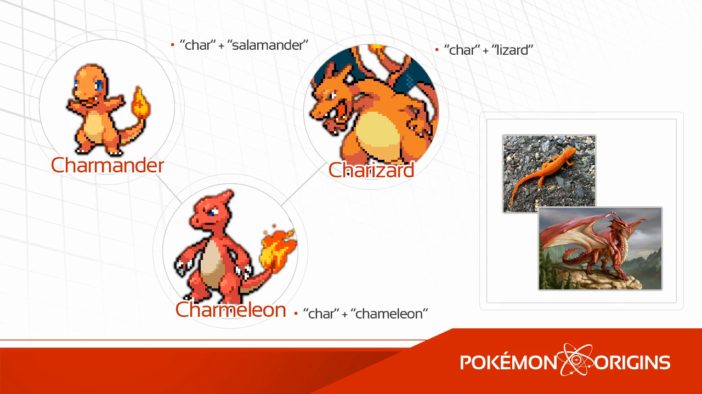In terms of the whole line, they're based on of course lizards, thanks to the naming there, as well as salamanders. And in terms of Charizard, of course, it's based on your general European dragon. There's nothing too fancy about it, it's more just European dragon, nothing too much extra there.